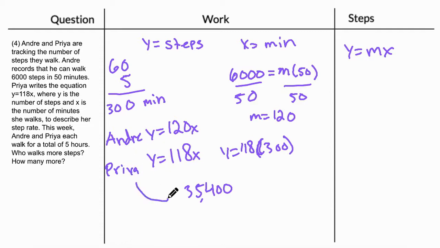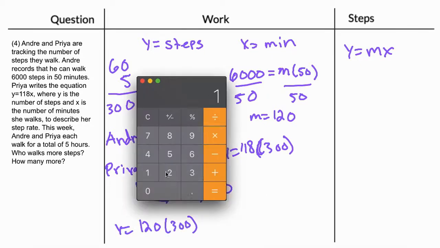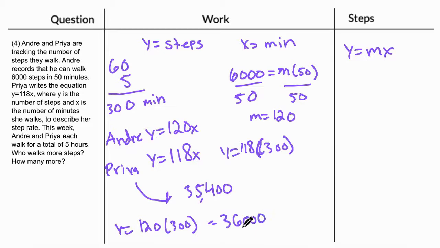Now we know Priya here, we plugged in 300 and it gave us 35,400. Now for Andre, we're going to do the same thing here. We're going to plug in 300, which ends up getting us 36,000.